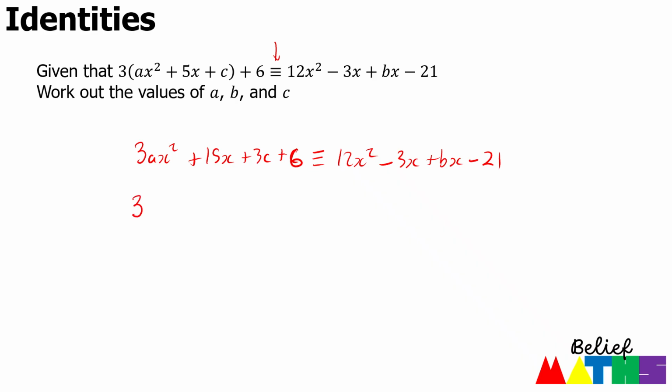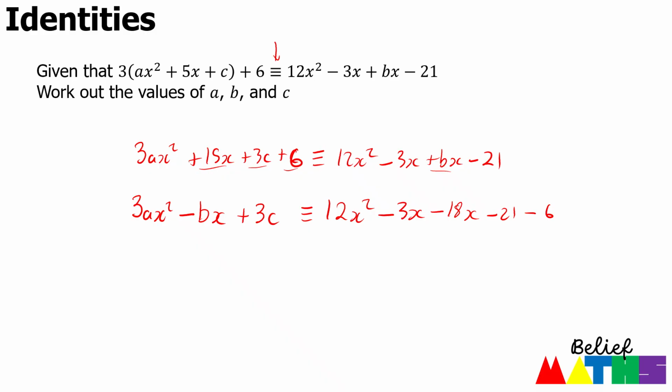So this first term has an a in it, so I'm going to leave that there. This plus bx on the right hand side is going to move to the other side, so make that minus bx. And this 3c can stay here as well, so plus 3c. And that's identical to 12x squared minus 3x. This 15x comes across and becomes minus 18x minus 21, and this 6 becomes negative 6. So tidying that up by collecting like terms, we get 12x squared minus 21x minus 27.